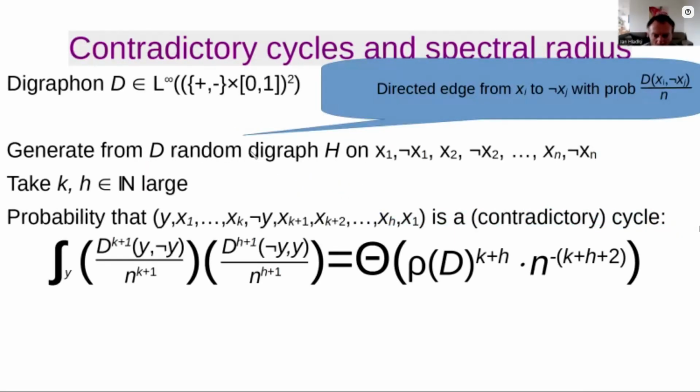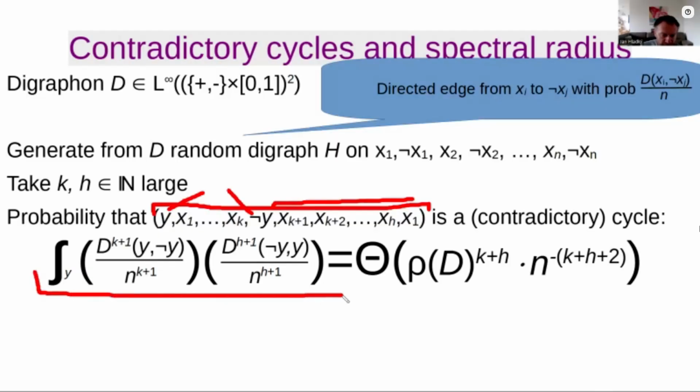So how shall we use it? Well, we fix a potential contradictory cycle. Okay, so what is that? Well, there is a special vertex y, which is present both in its positive form and in its negative form. Okay, and then from y to the y negation, there are k many dummy variables on the cycle, and from y negated again to y, there are further h many. And so when you are creating this random digraph, which emulates the clauses being presented, then the probability that this fixed choice of your vertices is a contradictory cycle is precisely expressed by this integral.